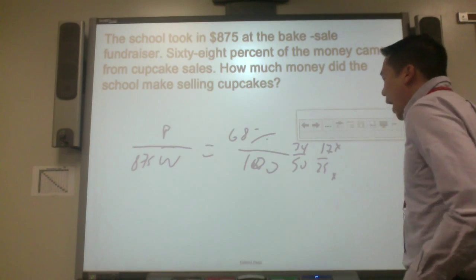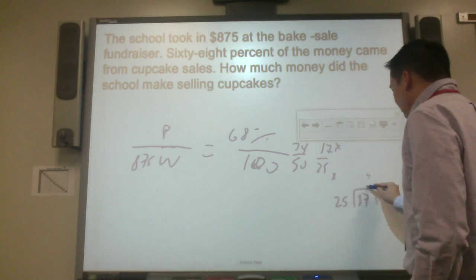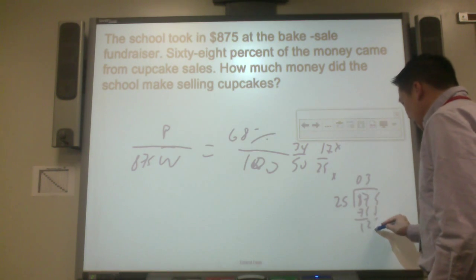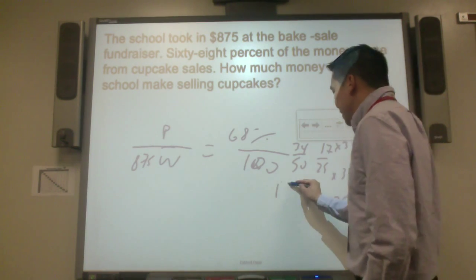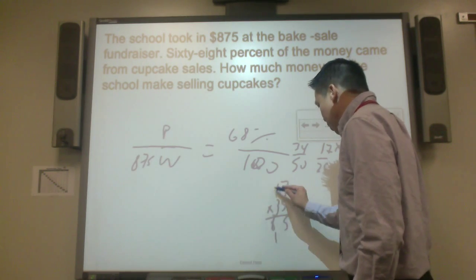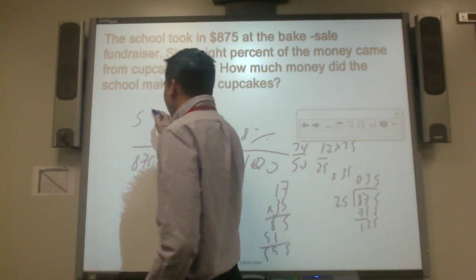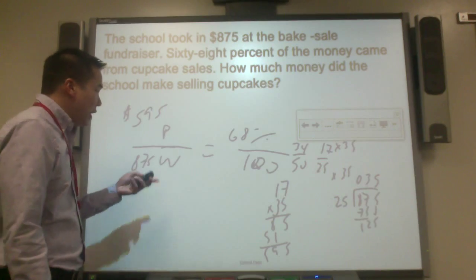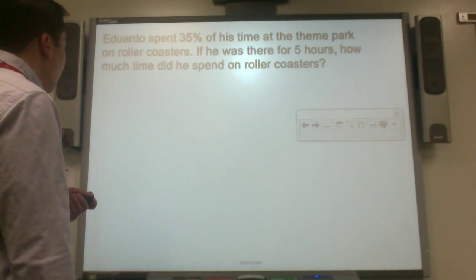Now can I build this to this? I can. How many 25s go into 875? 35 groups. How many 25 go in 125? 5 groups. So I'm building it by 35. 17 times 35 is 595. It's $595 that they collected, a part of it, from the cupcake sale out of the entire sale of $875. Let's try our last example.